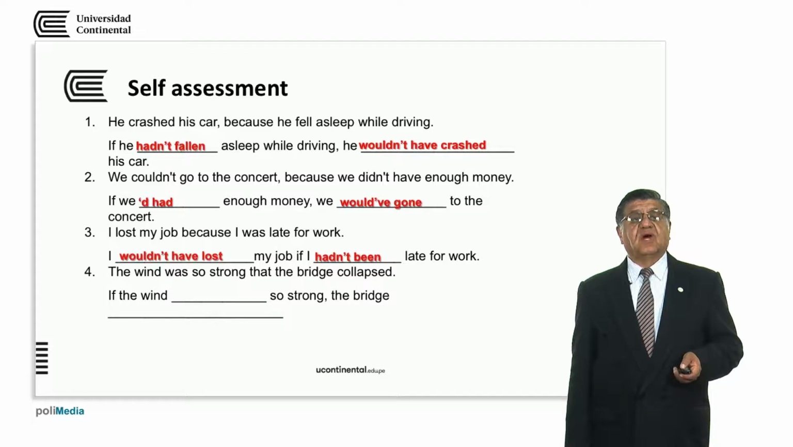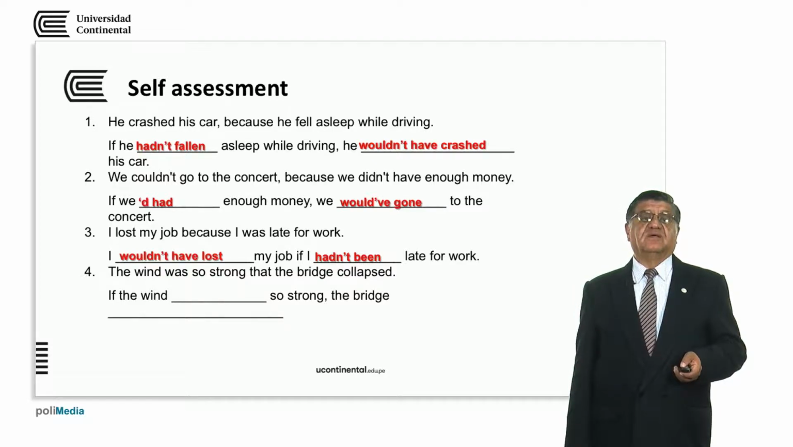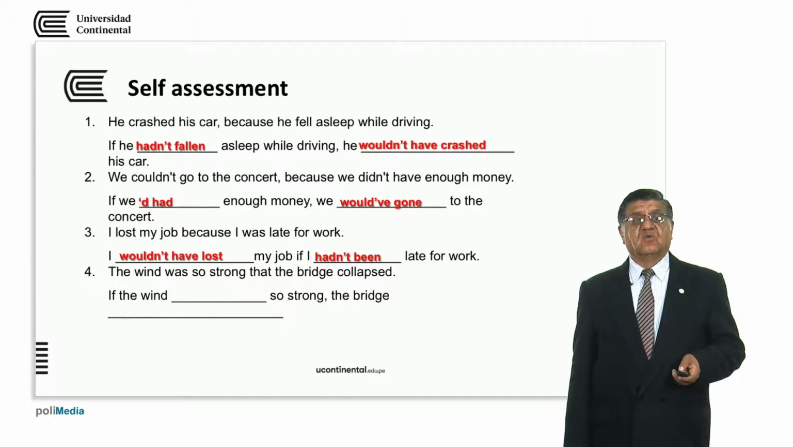Strong wind and a collapsed bridge. If the wind, the past perfect, and after that, the main clause in the perfect conditional. The wind, the verb to be, the past perfect. Yes, had been. And collapse, we need the perfect conditional. The auxiliary, would, could, or might. The auxiliary verb have, and the participle of the verb.